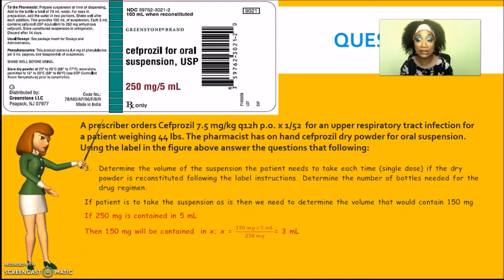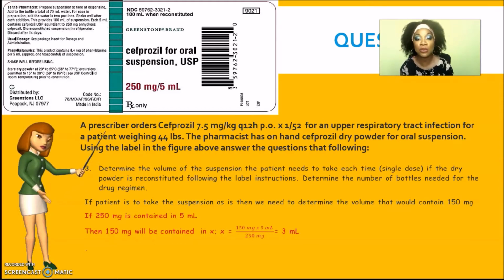So that means we're going to add 70 mils to the powder, do a little shake, and we're going to end up with 100 mils of suspension. That means that the concentration is going to be 250 milligrams per 5 mils. But the patient is to take 150 milligrams each time. So therefore, we are going to have to determine what volume of this suspension is going to contain 150 milligrams.